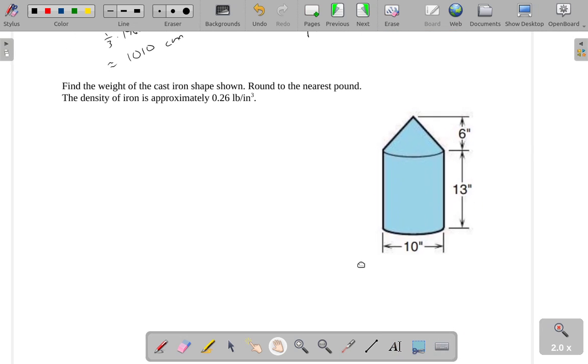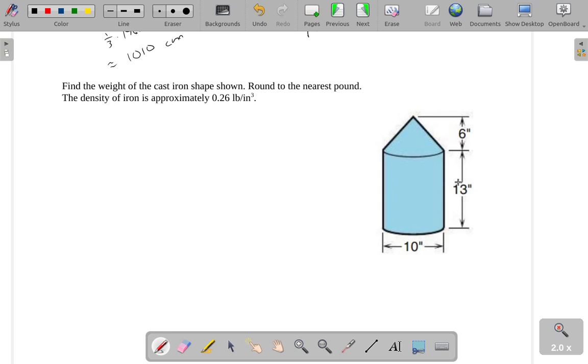Find the weight of the cast iron shape shown. Round to the nearest pound, and then they give us the density of iron in pounds per cubic inch. Looks like everything in this problem is given in inches, so if I find the volume, it's going to be in cubic inches, so that's going to be pretty handy right there.